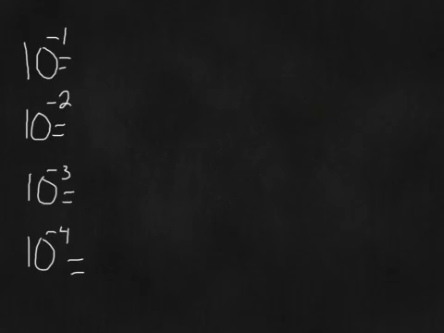Now let's take a look at some negative powers of 10. Remember that a negative exponent tells me that I need to write my base as a fraction. So in order to do that, we're going to put a 1 over 10 to the first. And now we're going to evaluate our denominator. Remember, our denominator is this bottom number here in the fraction. So 1 over 10 to the first, 10 to the first is 10.